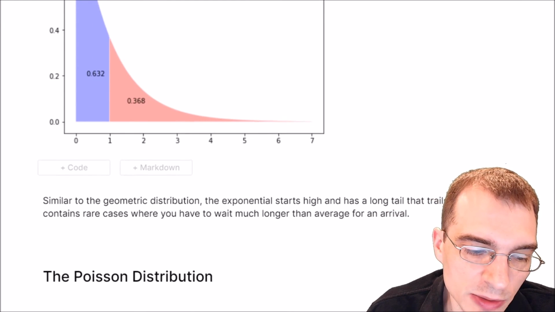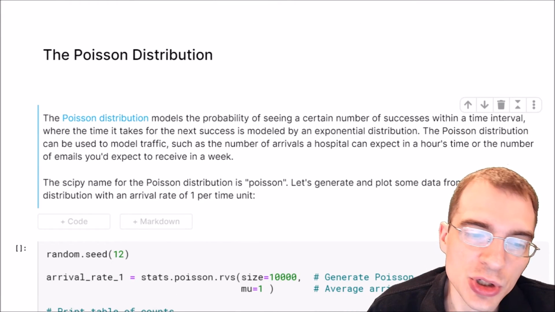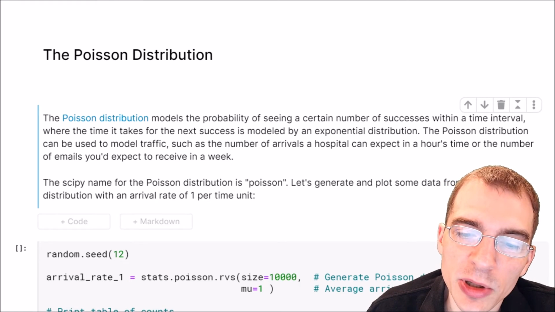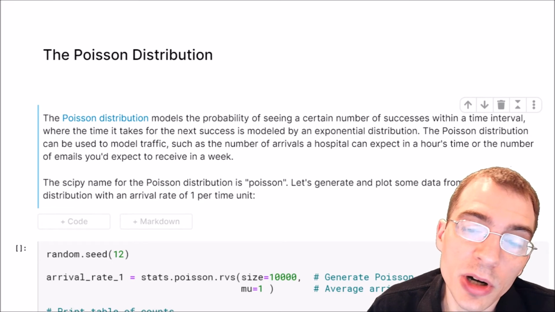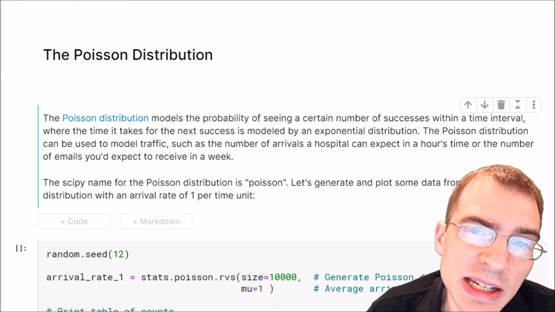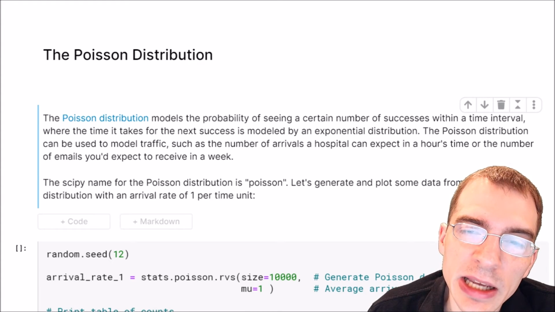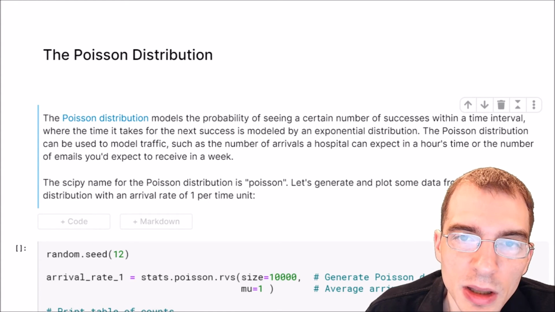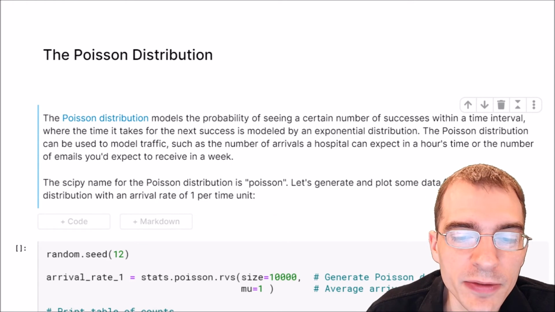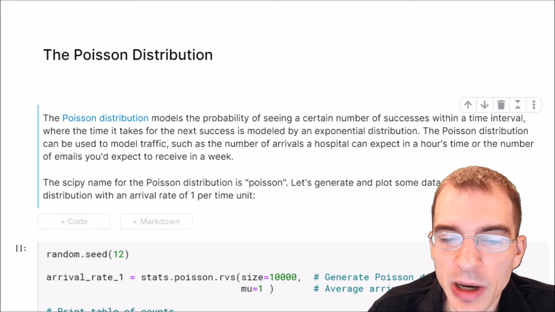Now, to close out this lesson, we'll learn about one final probability distribution, the Poisson Distribution. The Poisson Distribution models the probability of seeing a certain number of successes within a given time interval, where the time it takes for the next success to occur is modeled by an exponential distribution. The Poisson Distribution can be used to model things such as traffic, or the number of arrivals in a hospital within a given amount of time.